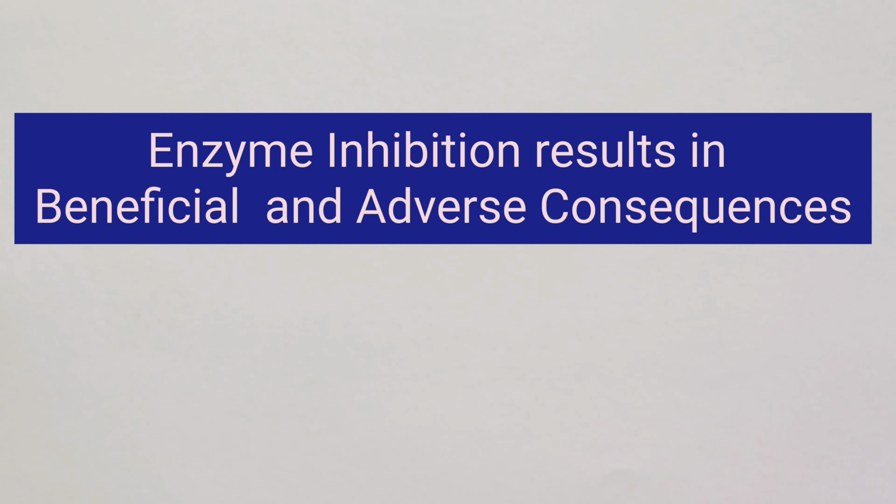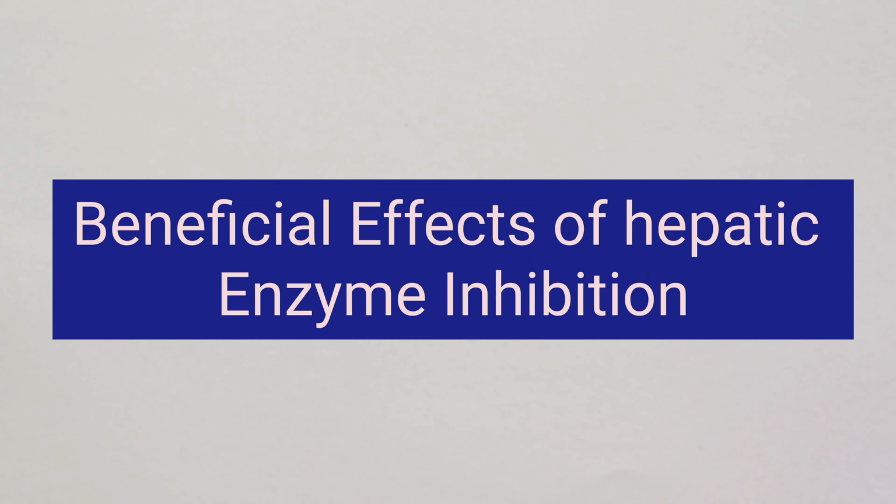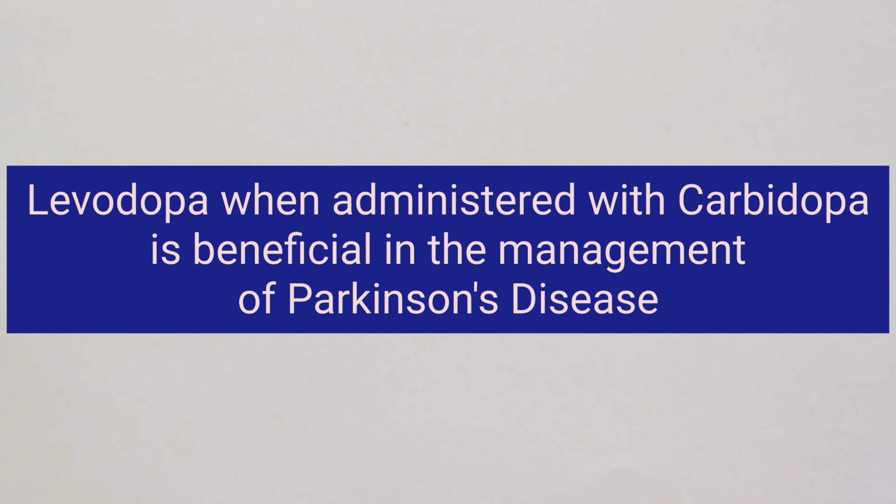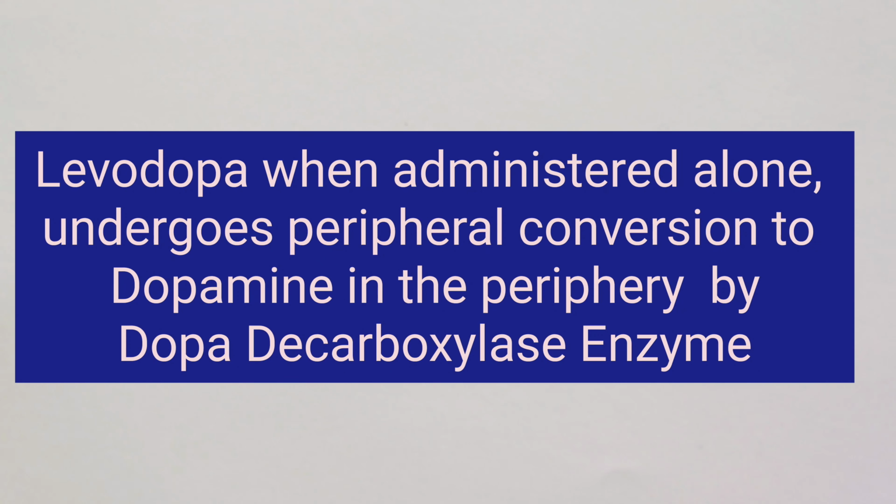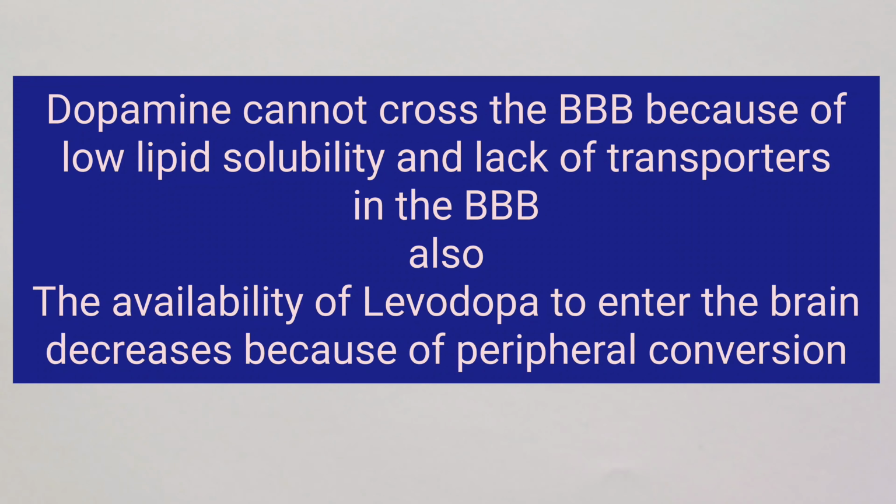So what are the beneficial effects of enzyme inhibition? For example, levodopa when administered with carbidopa is useful in the management of Parkinson's disease. It is known that levodopa is converted to dopamine in the periphery in presence of dopa decarboxylase enzyme. Dopamine is impermeable to the blood-brain barrier, so it is not able to reach the brain. Also, there is decreased availability of levodopa for entry into the brain.